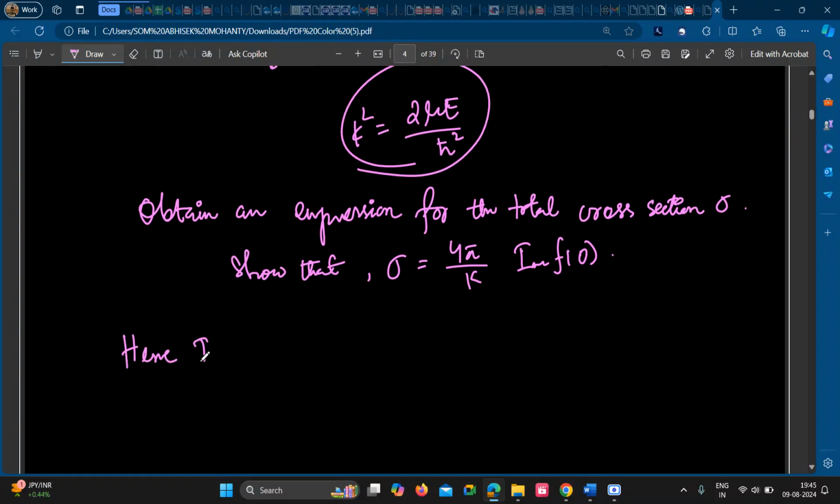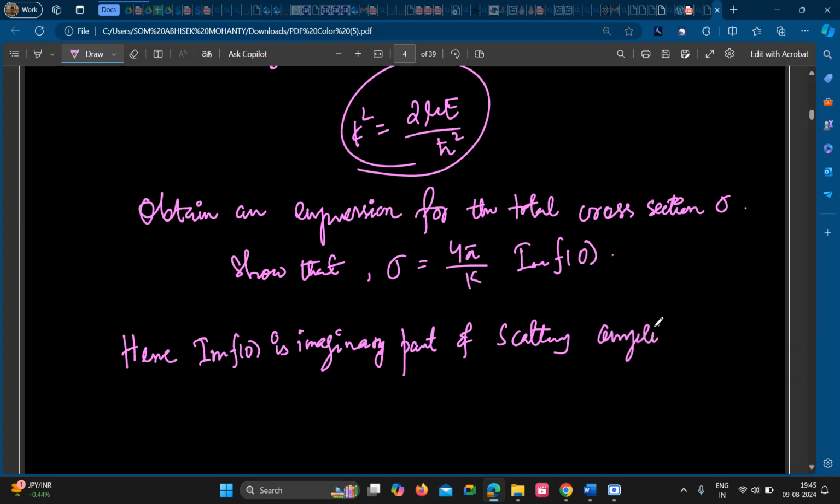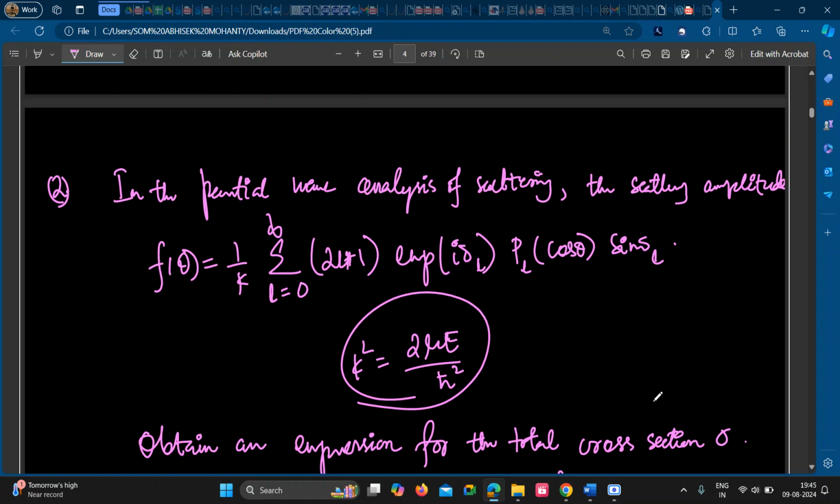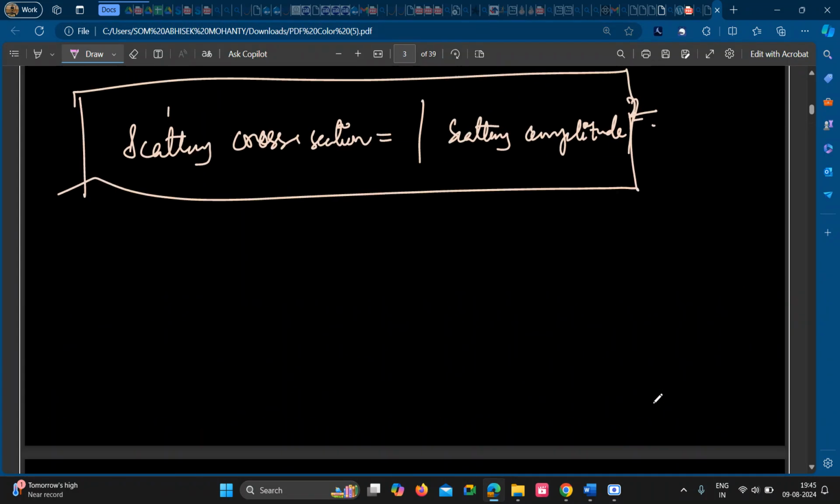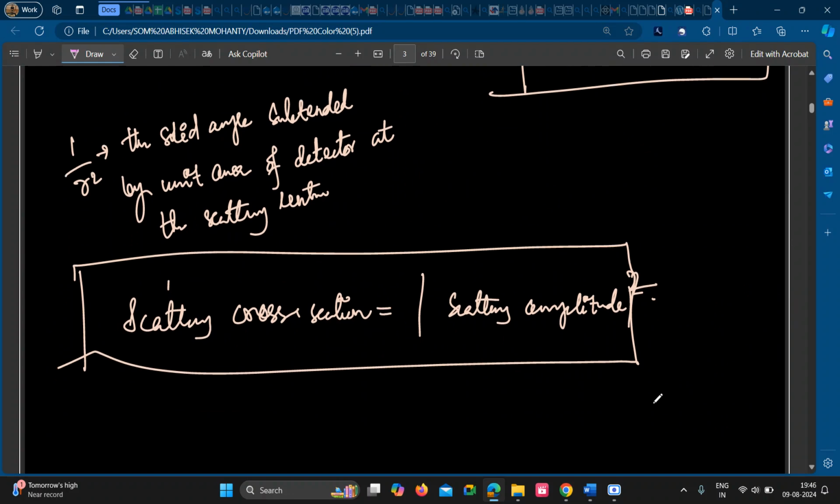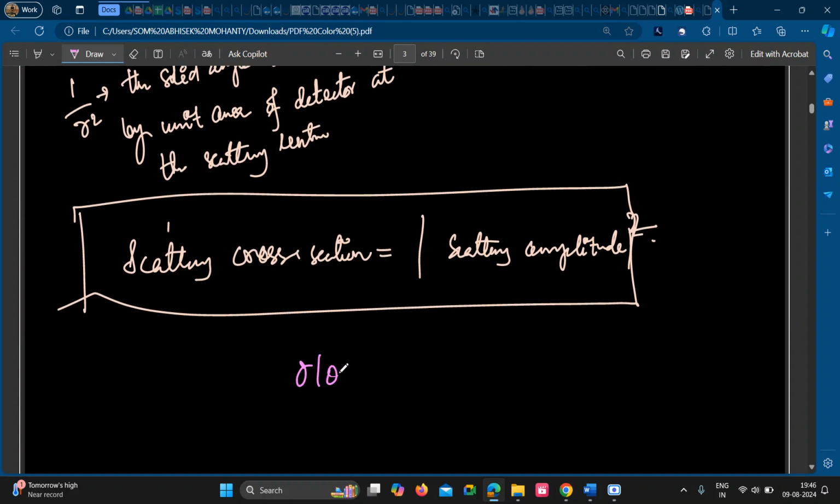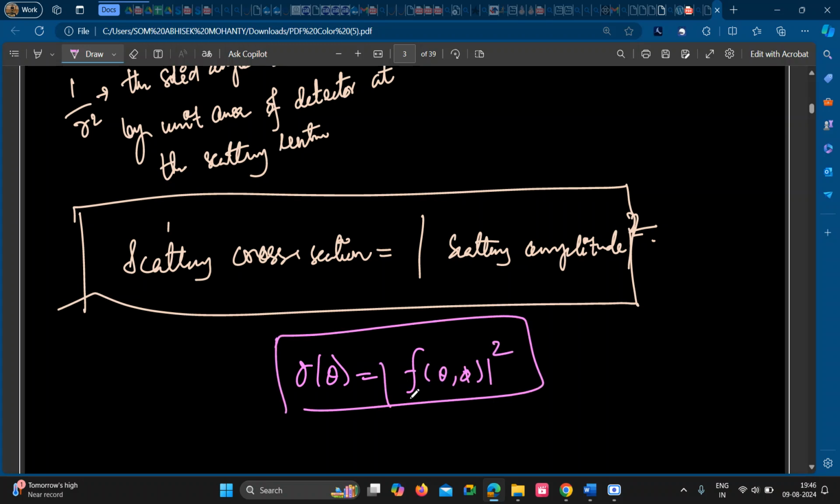Okay, so this is the question. We are given the scattering amplitude f of theta. We have to find an expression for the total cross section. We know from the previous question that the scattering cross section is equal to the scattering amplitude squared. That means sigma theta is f of theta phi whole square, isn't it? So from here we can do it, but there is a trick part here.